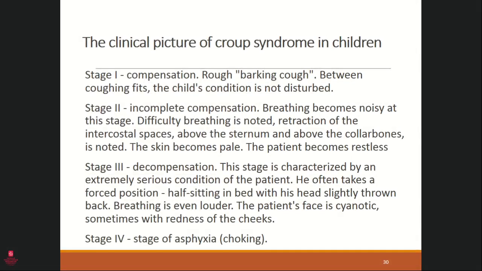There are three stages of acute stenosis. The first, compensated, when there is only a rough barking cough. There is no shortness of breath in the intervals between coughing attacks, and there are few of them. The child's condition is not disturbed. The second stage: shortness of breath is expressed. Breathing is noisy. The retraction of the intercostal space is visible. The abdominal muscles are involved in breathing. And the third stage, decompensated.